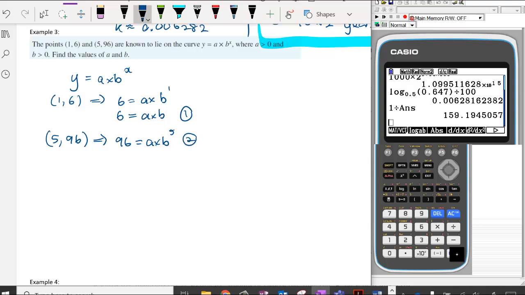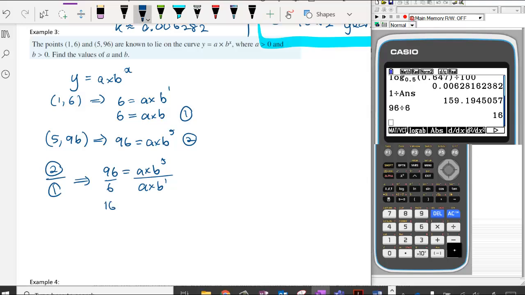Now, with solving exponentials, the easiest way to solve simultaneously is with division. So if we look at equation 2 divided by equation 1, we end up with 96 over 6 is equal to a times b to the power of 5 divided by a times b to the power of 1. So 96 on 6 is 16. The a's will cancel, and we have b to the power of 5 over b to the power of 1, which is b to the power of 4.